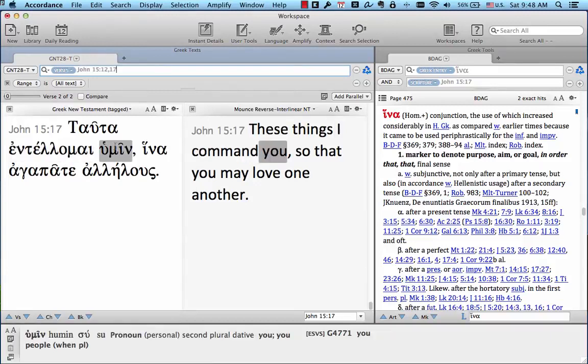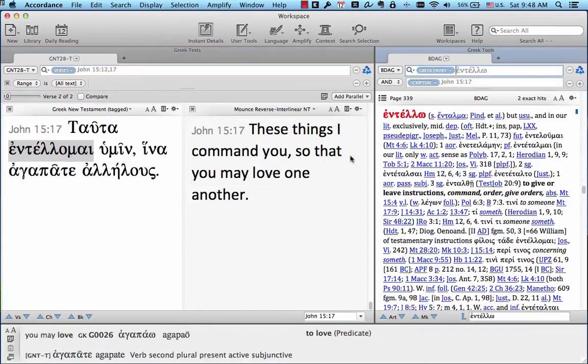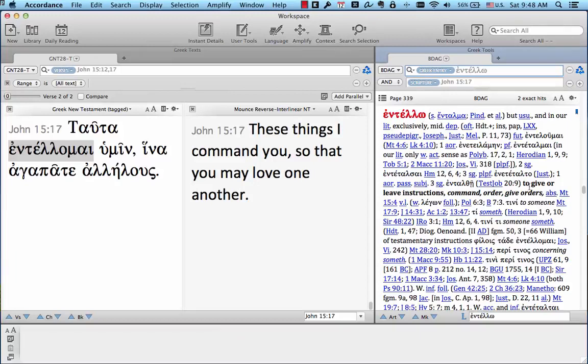And just real quickly, why is "you" dative? Well, if you check the verb out, what you'll see is that entello means to give or leave instructions, and the idea is to give instructions to. A lot of times when verbs are not followed by the accusative, all you have to really do is think through what the word means, and you can see why it takes the dative or the genitive, perhaps.